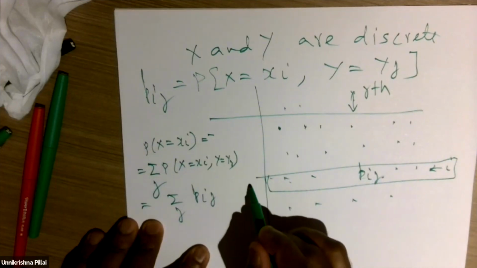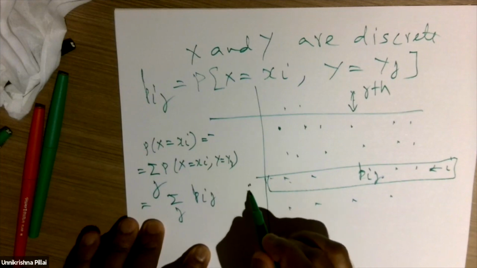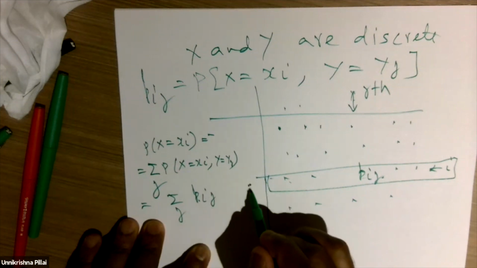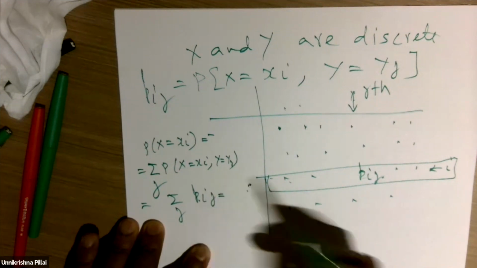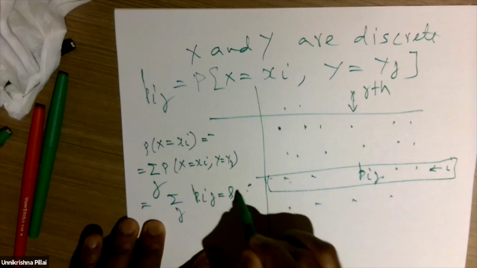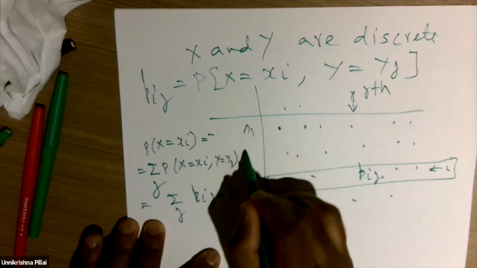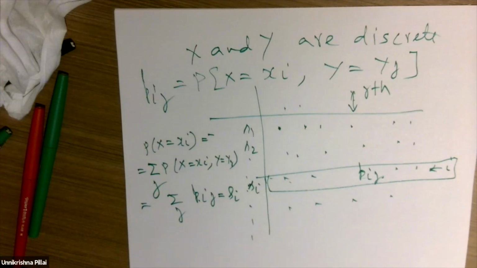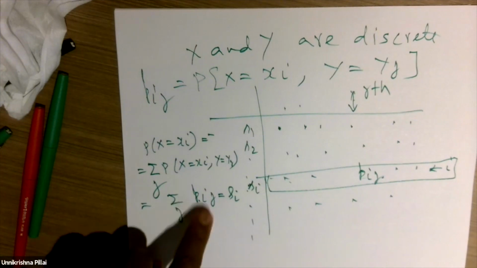Let me write it as, remember, small p I already used here, so I have to use a different notation, si. So this will be si. So this will be s1, s2, etc. this way. You can use pi, but don't confuse it with this p.